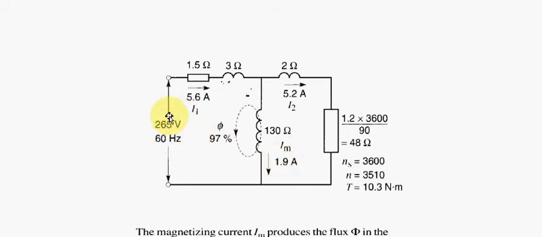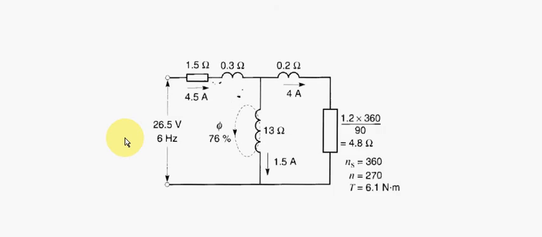Now say we decrease this by a factor of 10. We then end up with a value that looks like this. We now have 26.5 volts and 6 Hertz. Now we've dropped from 1.9 to 1.5 amps, and the result is we've dropped in torque over here as well.